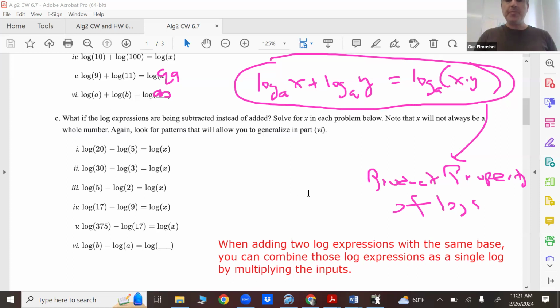There you go. So now, what do you think is going to happen for the next one, part C? Yep, just division. So you're just going to divide these, right? So you're going to do 20 over 5. Well, actually, I'll just tell you, we know it's 4, obviously. What's 30 divided by 3? 10. 5 halves. 17 over 9. That's kind of funny.